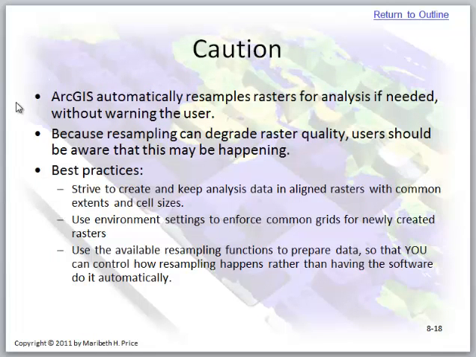ArcGIS automatically resamples rasters for analysis if needed without warning. Because resampling can degrade raster quality, users should be aware that this is happening. And these are some best practices. Strive to create and keep analysis data in aligned rasters with common extents and cell sizes. Use environment settings to enforce common grids for newly created rasters. And use the available resampling functions to prepare data so that you control how resampling happens rather than having the software do it automatically.